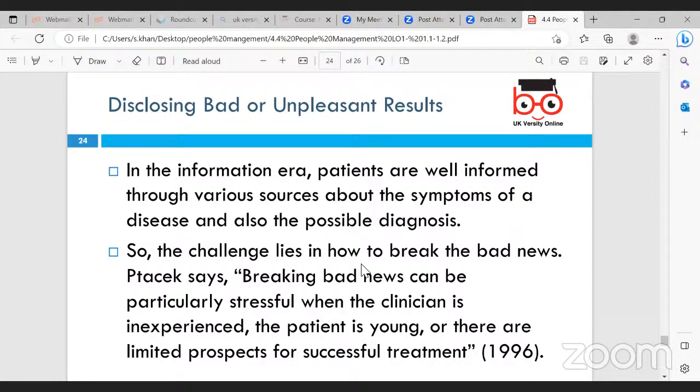Tasic says breaking bad news can be particularly stressful when the clinician is inexperienced, the patient is young, or there are limited prospects for successful treatment. In 1996, he identified this quote.